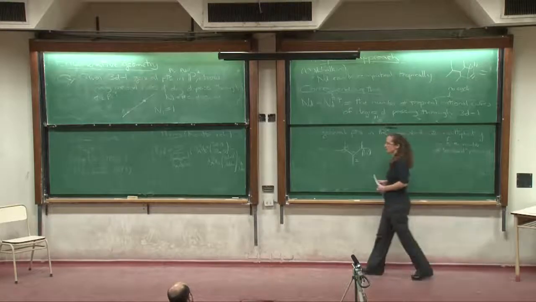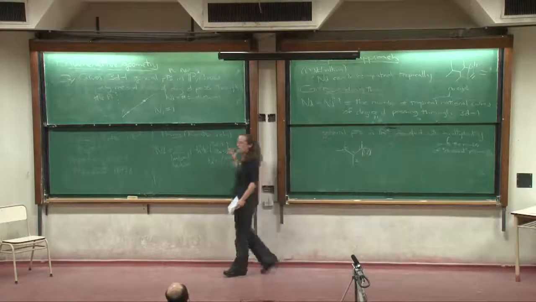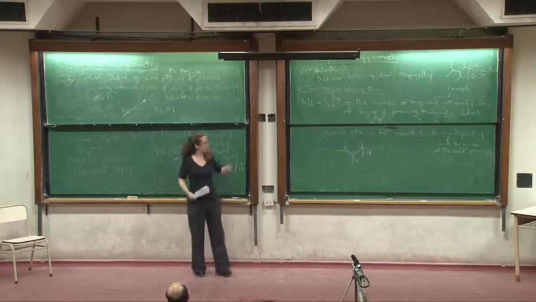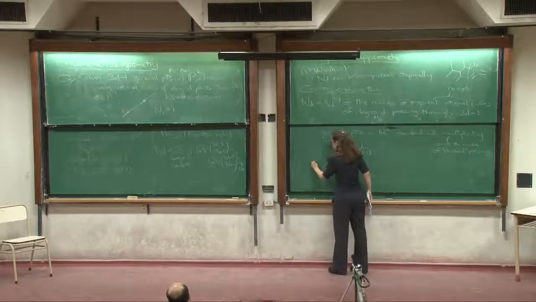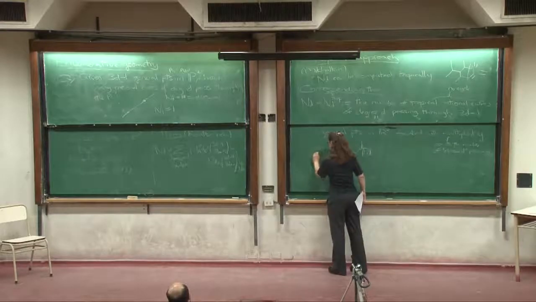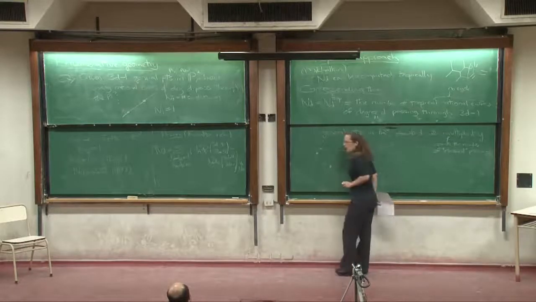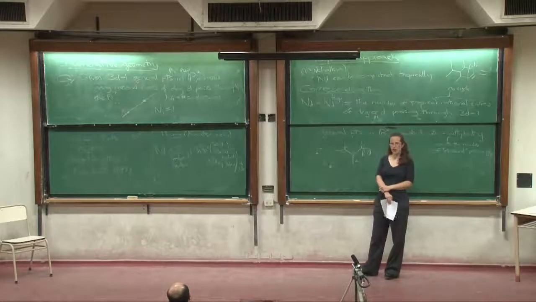So what's the point of this? This now says if we want to solve the classical problem, we can solve this new tropical problem. I now draw my points in general position, and you have to now decide how many tropical rational curves of a given degree pass through them.